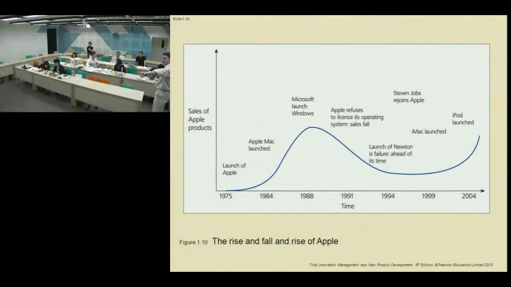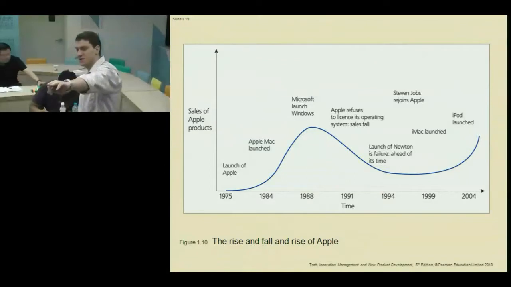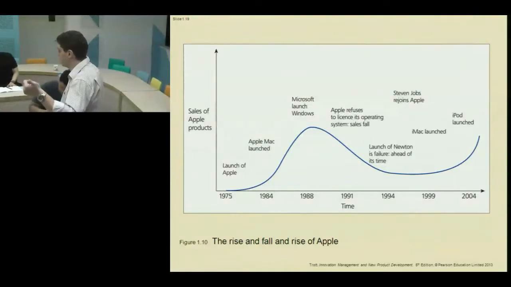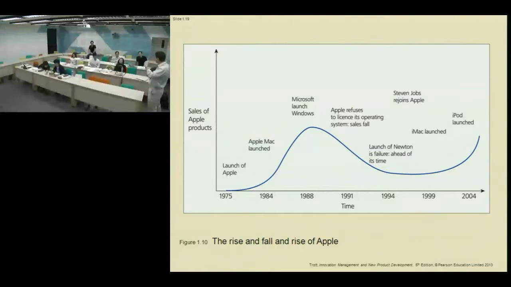You can see here the rise and fall, and again the rise of Apple. As an example, Apple started in 1975. They launched Mac. Then it was Microsoft who asked to license the operating system, but Apple didn't accept. Then Apple refused to license the operating system, sales fell. They developed something new which failed.